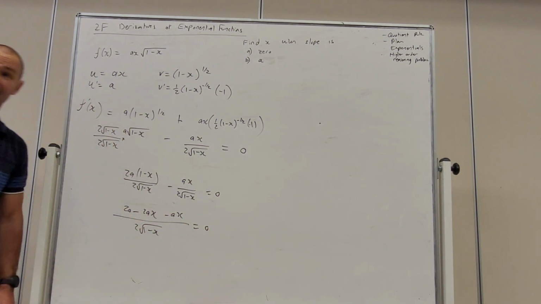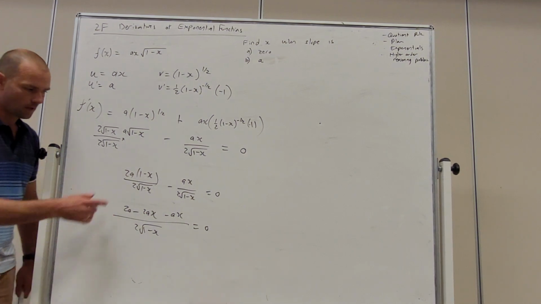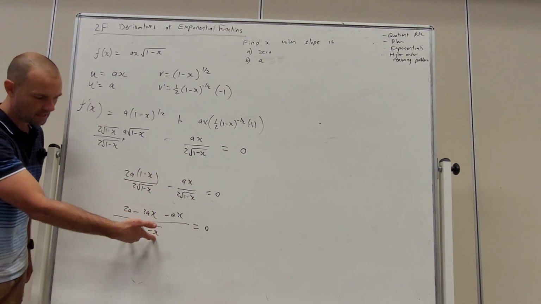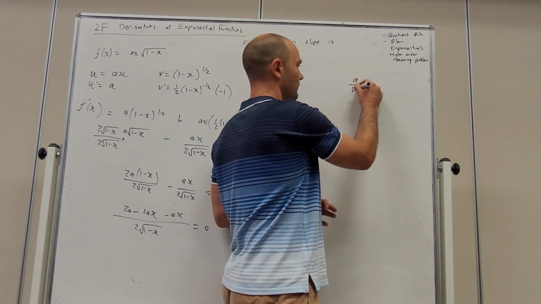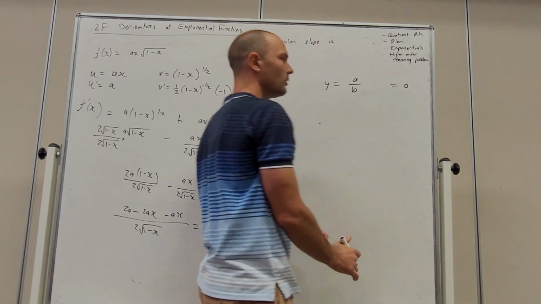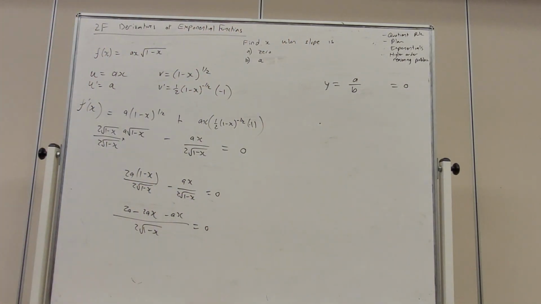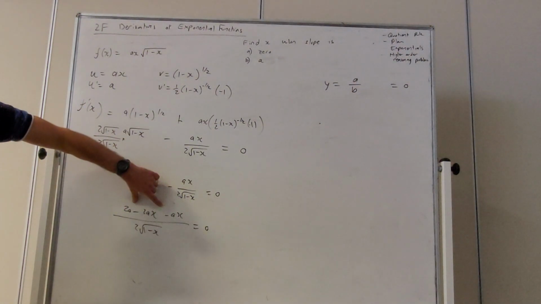Now what we have here is a reciprocal function. We have parts of the function at the top and parts of the function at the bottom. And remember, we said if we have a function composed of 2 parts, it will equal 0 when the numerator is 0. We're only worried about the numerator. It's undefined when the denominator is 0, and it will equal 0 when the numerator is 0. So we're just worried about this numerator.